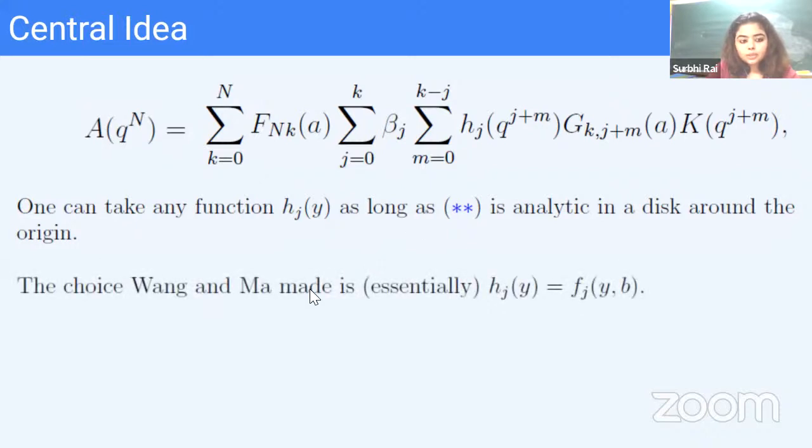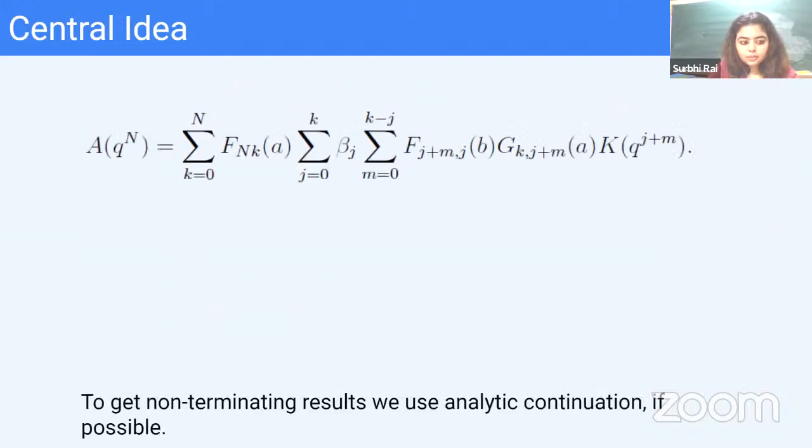So particularly the choice Wang and Ma made is that they took h_jy to be small f_jy b, which we just defined back, which was motivated from Bailey transform matrices. So using this choice, we find that this expression reduces to this finite summation. Here the matrices F and G are as we defined before.